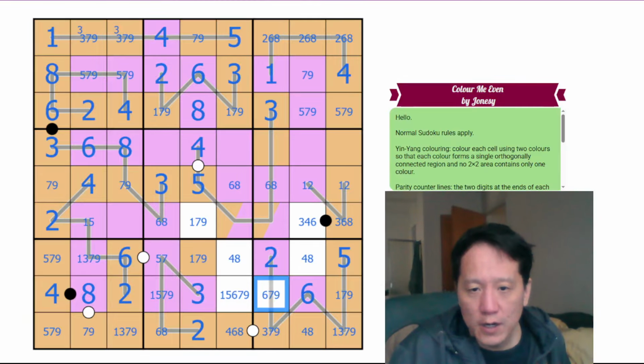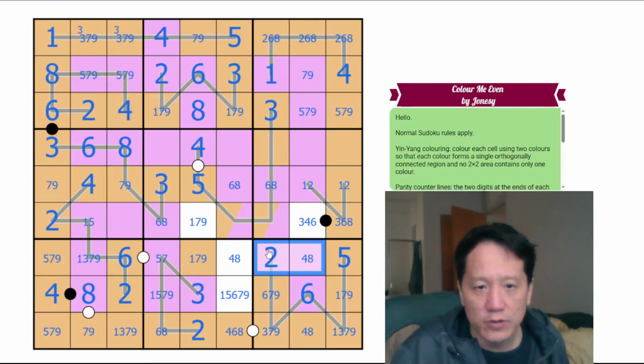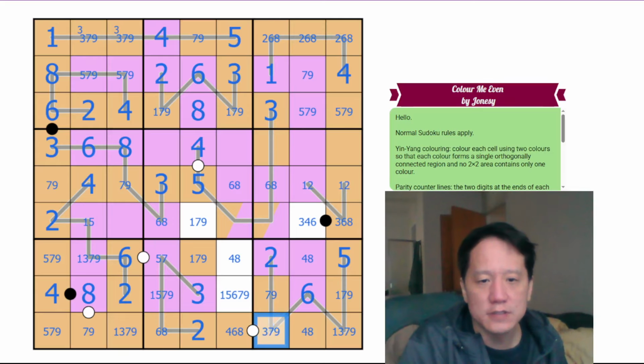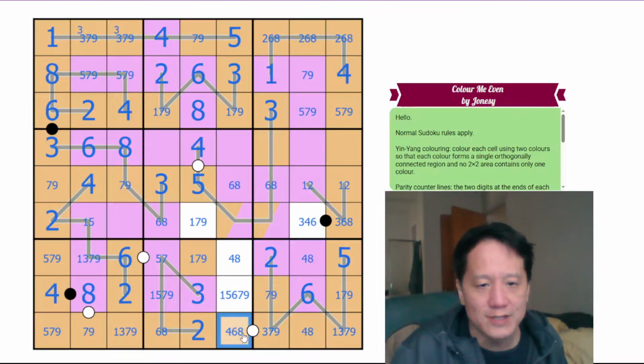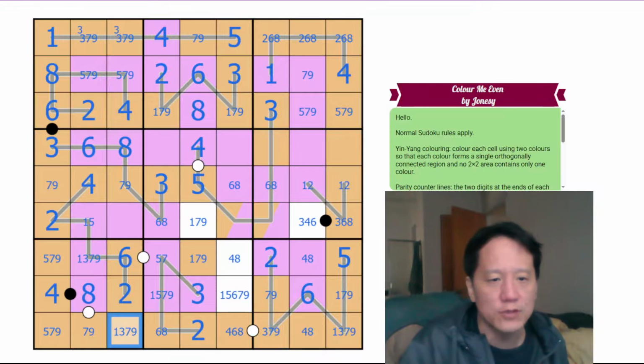This must be odd, so it's orange, which means the pink to connect has to go out this way. This can't be 6. It's 7, 9. We have 1, 3, 7, 9 here. Where is the 3 in this box? Can't be here. No, can't be any of these cells, so it must be one of these two, which eliminates 3 in the rest of the row. So this can't be 3.